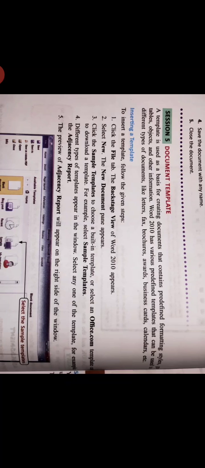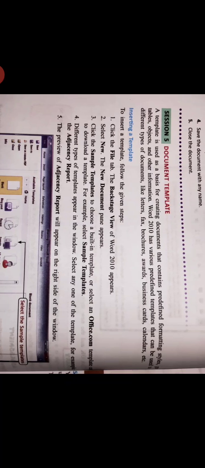Okay, you just click, then in the backstage view of Word 2010, select New Document. From here, whatever styles appear, you just need to select Blank Document, or select an Office.com template category to download a template. Suppose you want to download online, then you can select from the Office.com template category also.